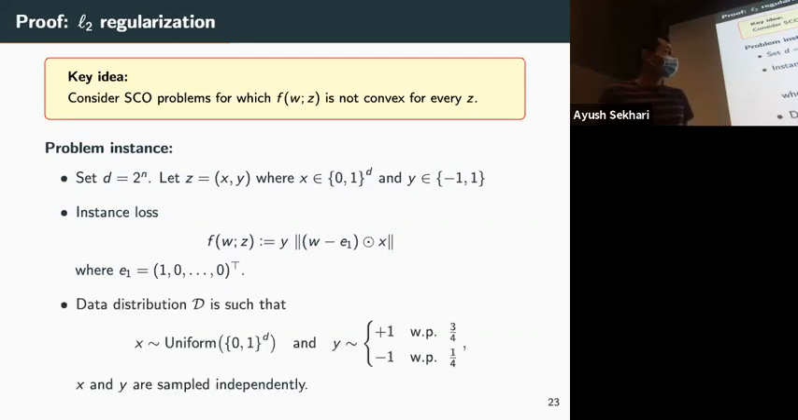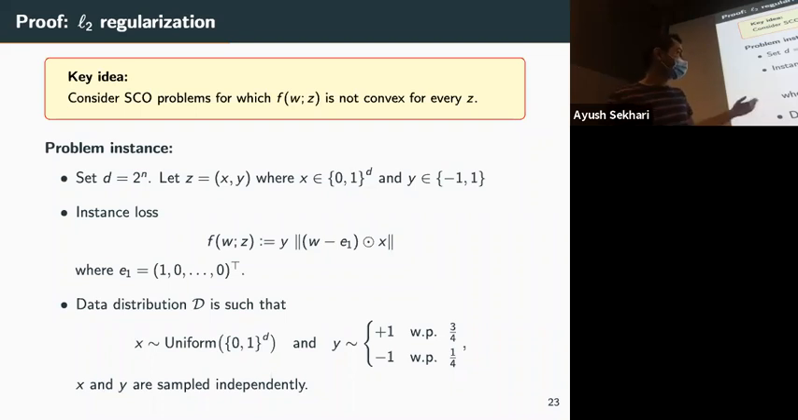And the data distribution is such that the samples X and Y are drawn where X is uniform over the hypercube. So every bit of X is either 0 or 1 with equal probability. And Y is +1 with probability 3/4 and -1 with probability 1/4. And X and Y are independent of each other for every sample.